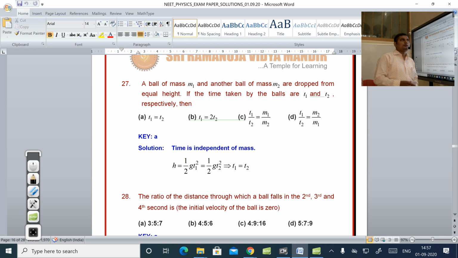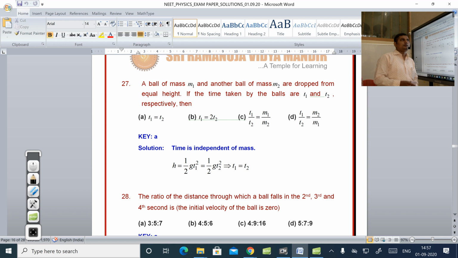Next, a ball is released from the top of a tower of height h meters. It takes t seconds to reach the ground. What is the position of the ball at t by 3 seconds? When a ball is dropped, finally it will take t seconds. Now t seconds means 10 seconds, suppose, let us say. Now they are asking what is the position of the ball at t by 3, 10 by 3 seconds, 3.3. At 3.3, what is its position?